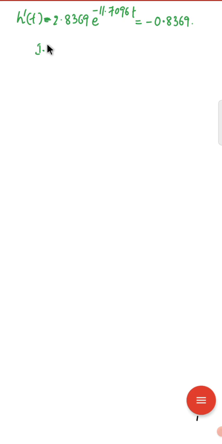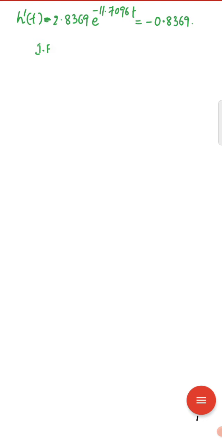So the linear first order differential equation is h dash of t equals minus 2.8369 e to the power of minus 11.7096 t, is equal to minus 0.8369. Right, now we find the integrating factor.